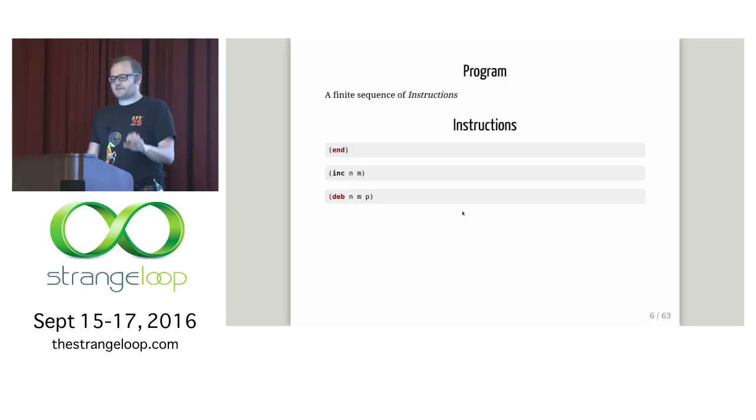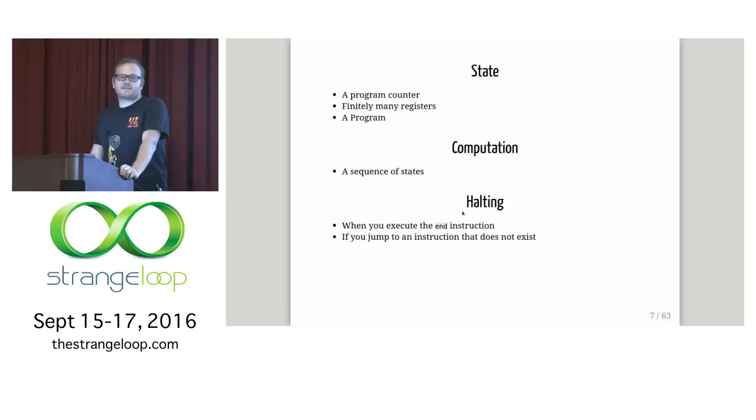Hopefully that's simple. The state of the computation at any moment includes a program counter, which says what line we are on, updated with every DEB or INC instruction. There are finitely many registers, each containing a number, so we need to carry that around as we're computing. And of course, there's a program. Our unlimited register machines don't modify the program, although I do carry the program around in the state so that I can draw it. I'll show you in a second.